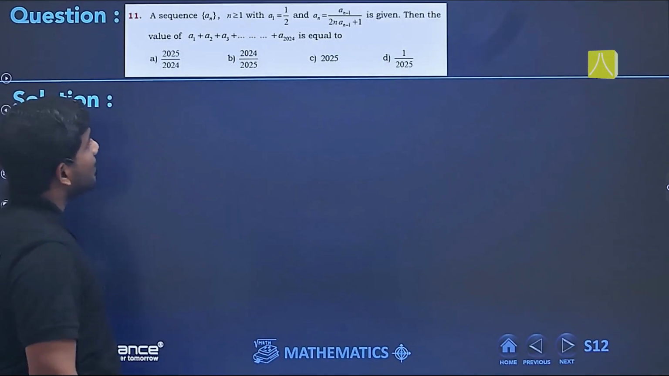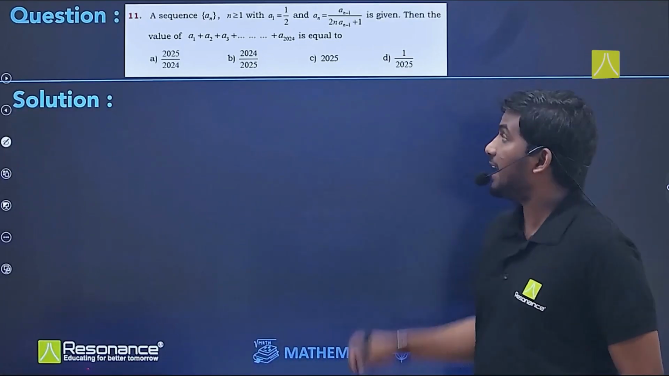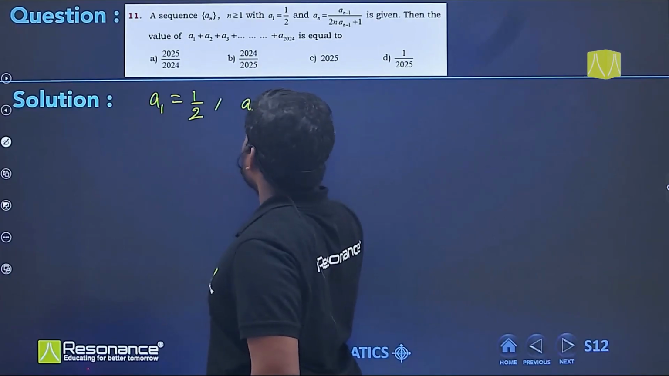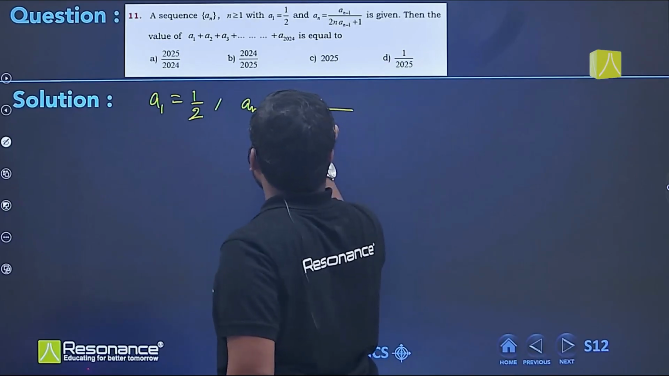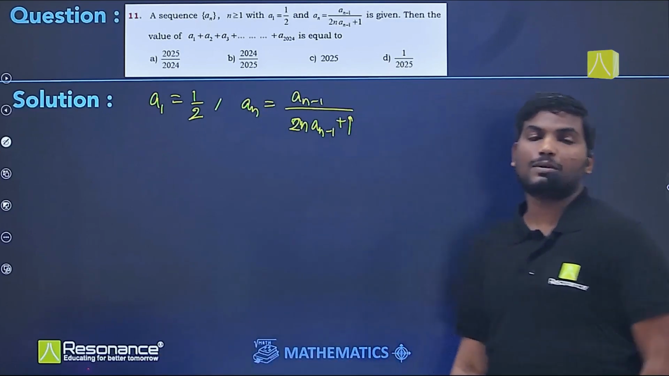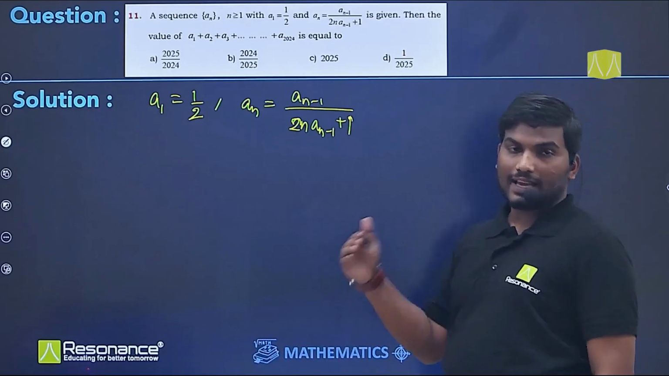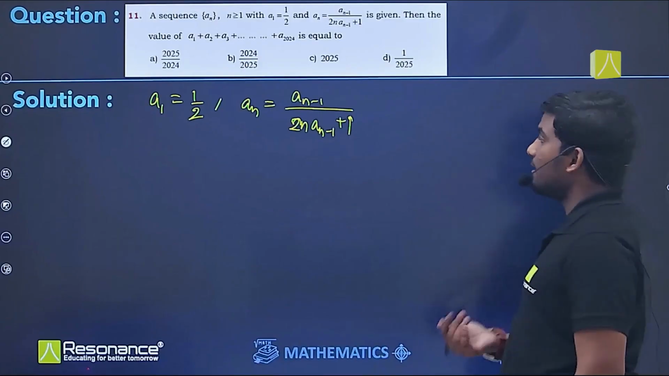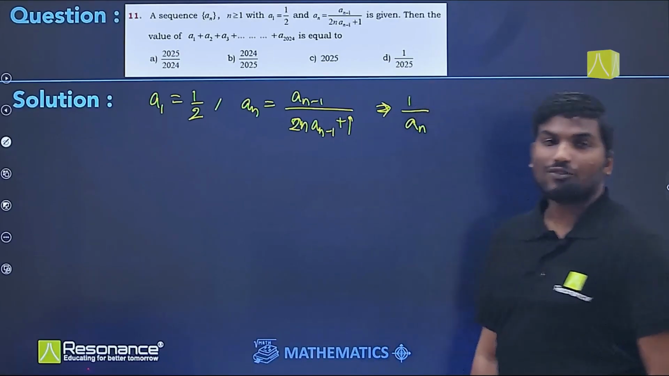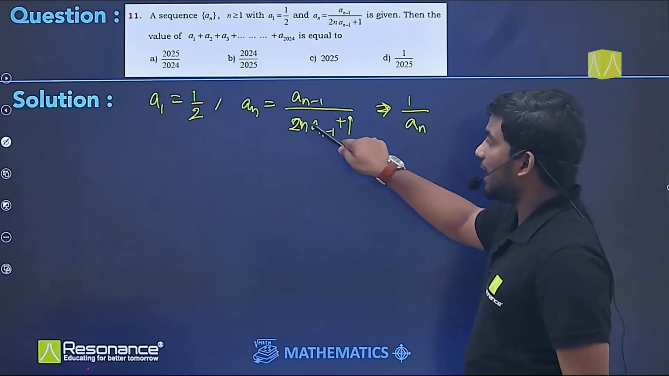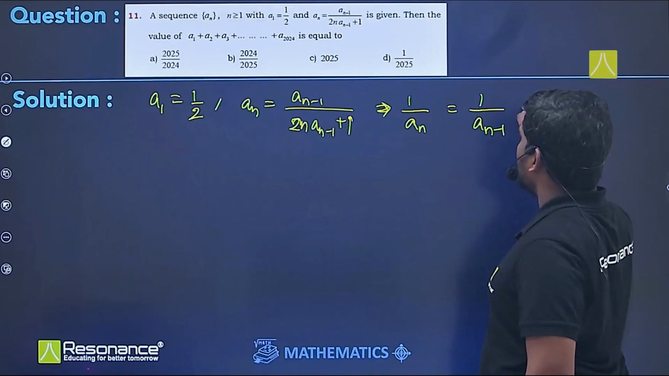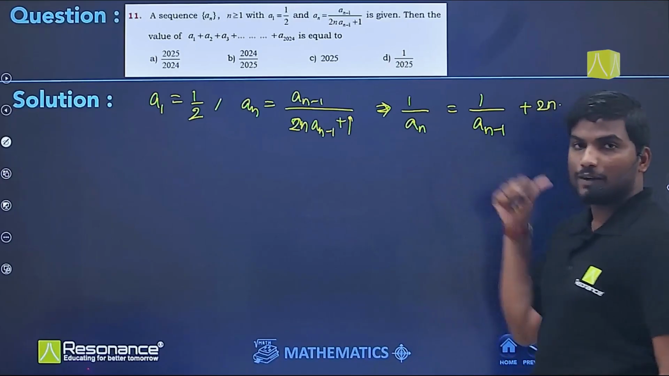Going further, the sequence we have is A1 is half and An is A(n-1) by (2n into A(n-1) plus 1). Now what can you read from here? Since this is of the form f(An) by f(g(An)), what we would do is take a reciprocal of the equation so that 1 by An would become 2n plus 1 by A(n-1). So this would be 1 by A(n-1) plus 2n. Now we'll operate from here.